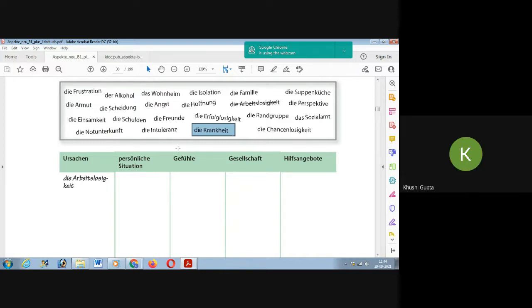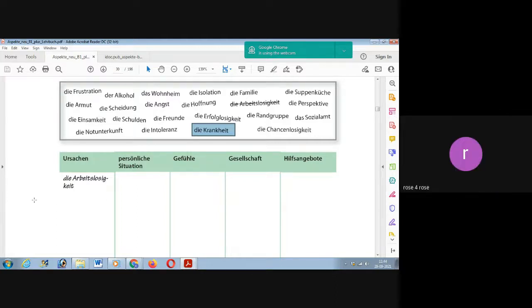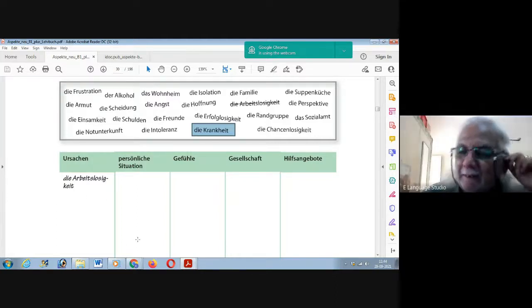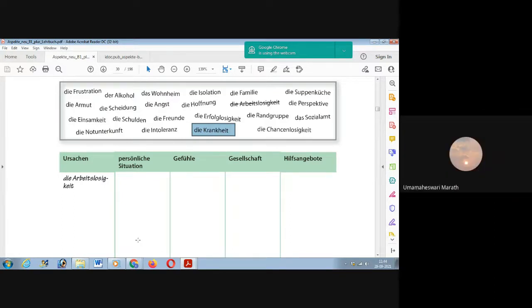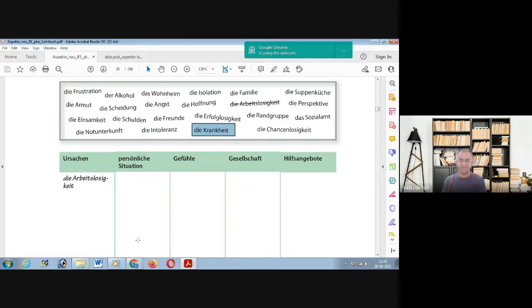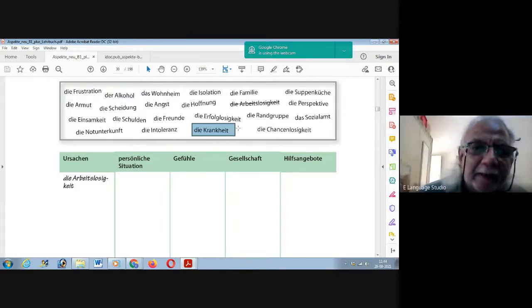Persönliche Situation. Kann sein, aber das ist auch eine Ursache. You can put it here. Krankheit cannot be a feeling. Krankheit is illness, a cause. I'm feeling ill, I'm not feeling well. No, not that. It's normally something that is ansteckende Krankheit. Something that is contagious or infectious.